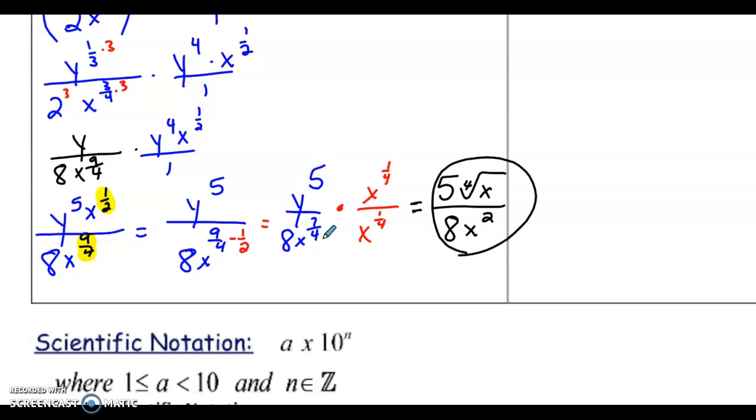Here's where you need to rationalize the denominator. So we have 7/4. To make that a whole number as 2, we are missing 1/4. 7/4 plus 1/4 would be 8/4, or just 2. So then whatever you do to the denominator, we've got to do to the numerator as well. So it becomes 5 times the 4th root of x all over 8x squared.